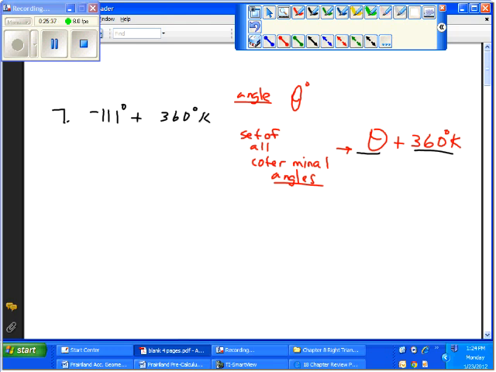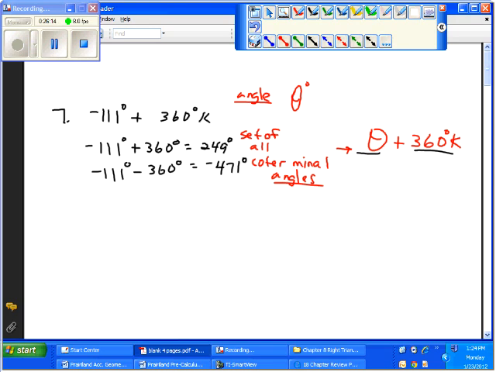Now, what if it said name a positive one and a negative one? How would you get a positive one? You would add 360, if that's enough to make it become positive. And how would you get a negative one? Subtract 360. If you added 360, you would get 249 degrees. If you subtracted 360, you would get negative 471 degrees.